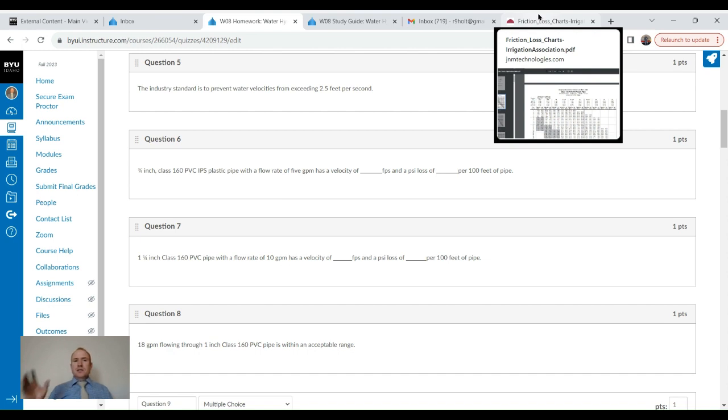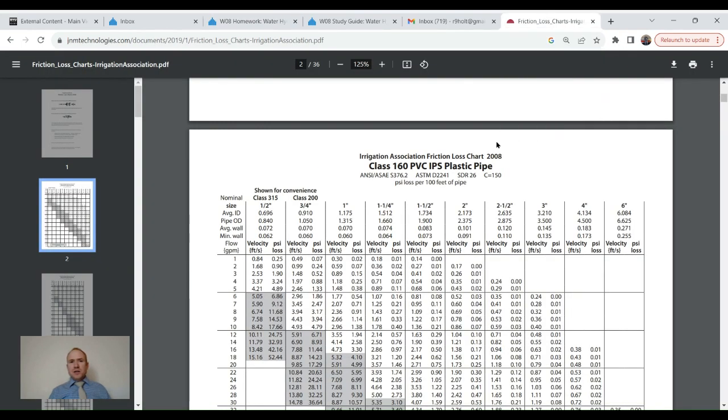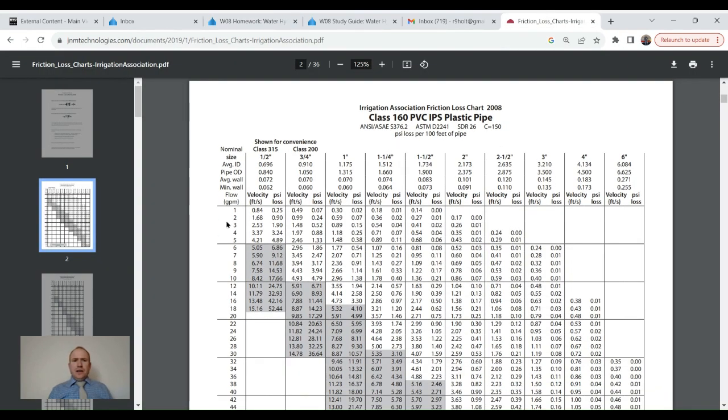So we need to remember those things: 3/4 inch and a flow rate of 5 gallons a minute. So let's come to our chart, and we're going to remember 5 gallons a minute. On the left side here, this is our gallons a minute. So we're going to find 5 and then come across to this section for 3/4 inch pipe, and that's going to tell us our velocity is going to be 2.46 feet per second, and we're going to lose 1.33 psi.